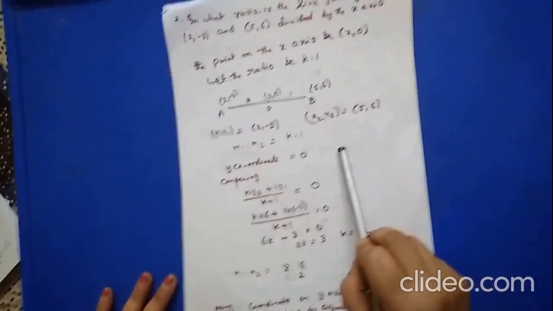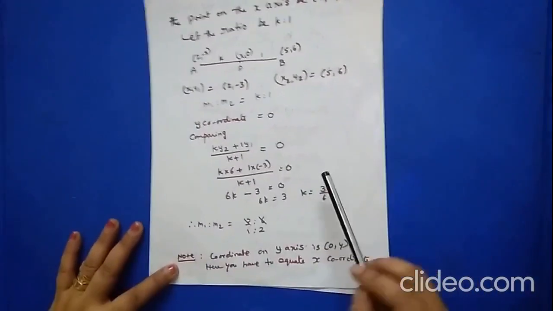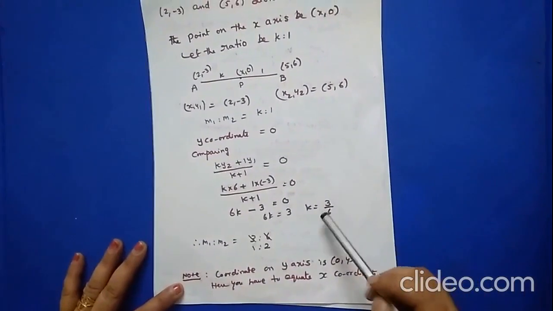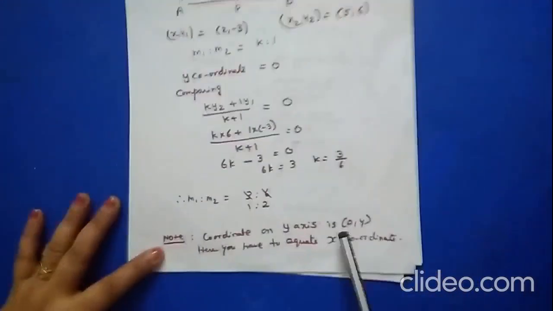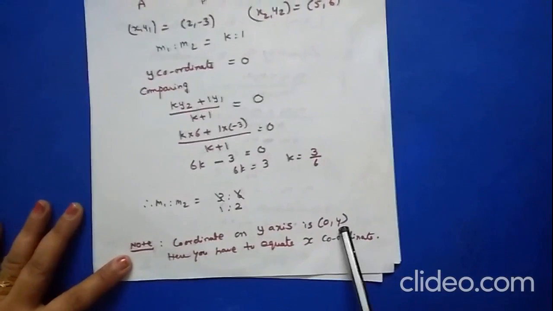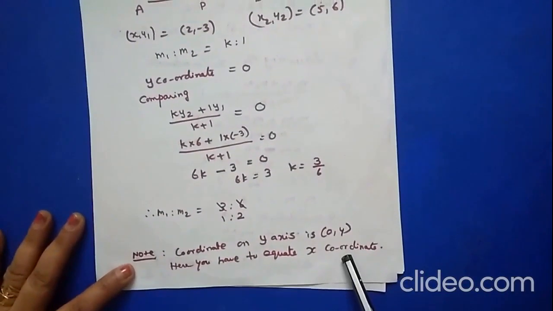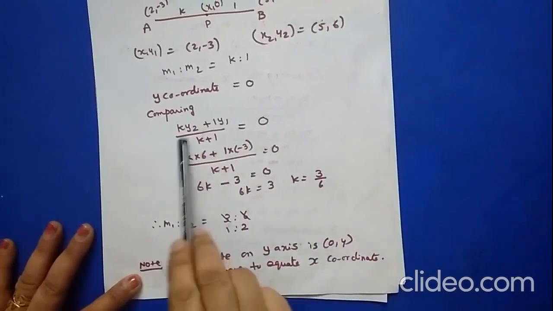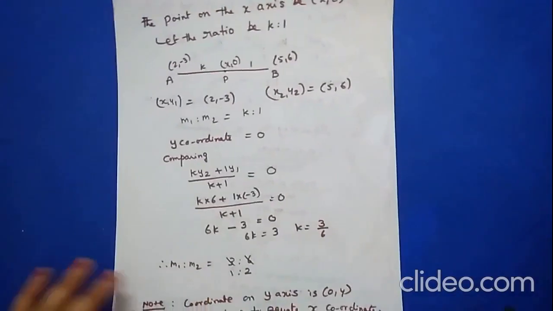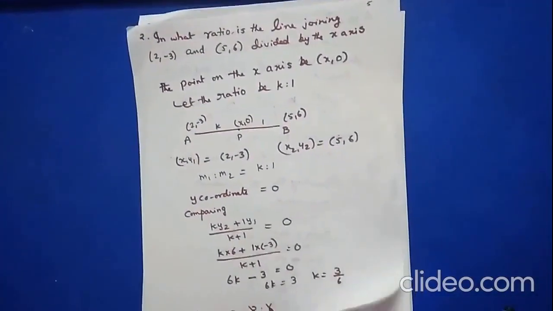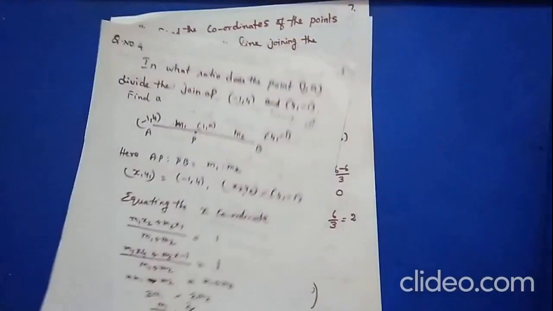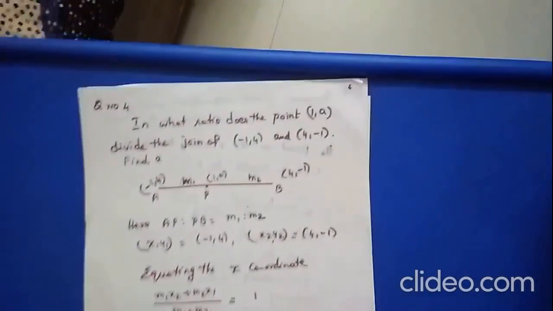Suppose in the same question, it is given divided by the y-axis, it means you have to take the coordinate on the y-axis (0, y), and you have to equate the x coordinate. The x coordinate is (k x2 plus 1 x1) by (k plus 1). You will get the coordinate points. Okay. Now, question number 4.